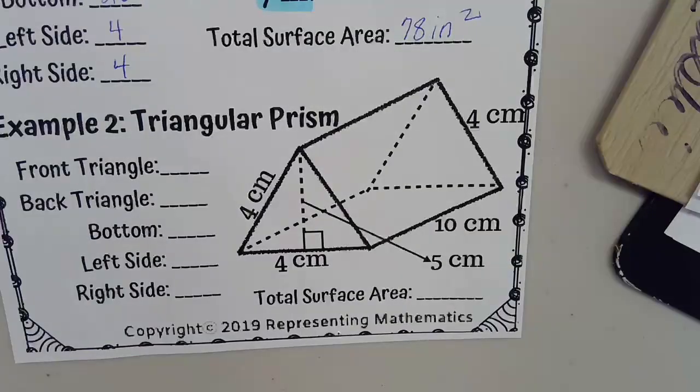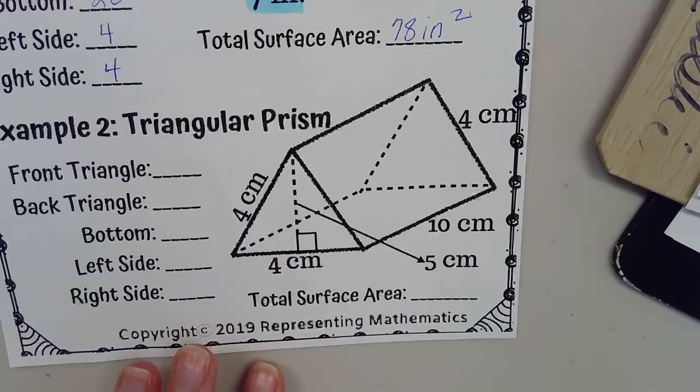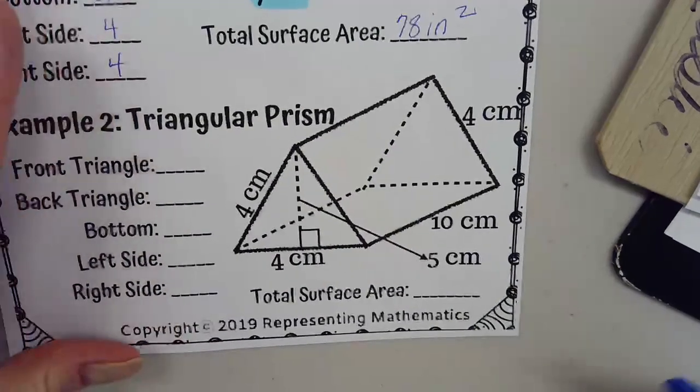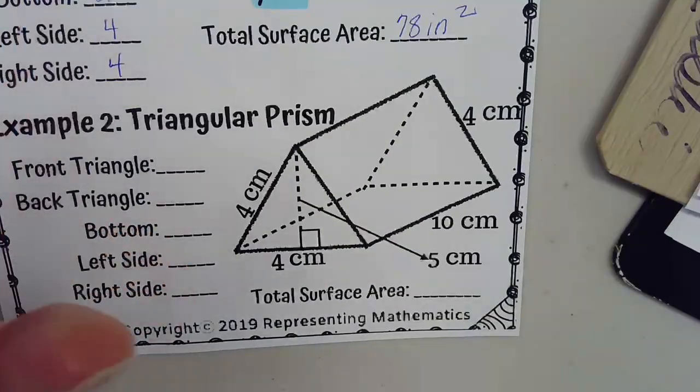So for the prism, we have to find the area of each side. What measurements do we have? What are my measurements that we see? Look at the triangle. What do we notice about the triangle?